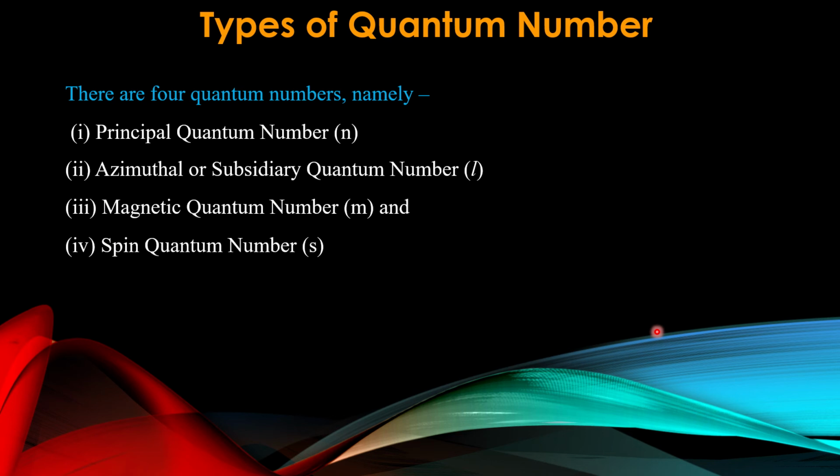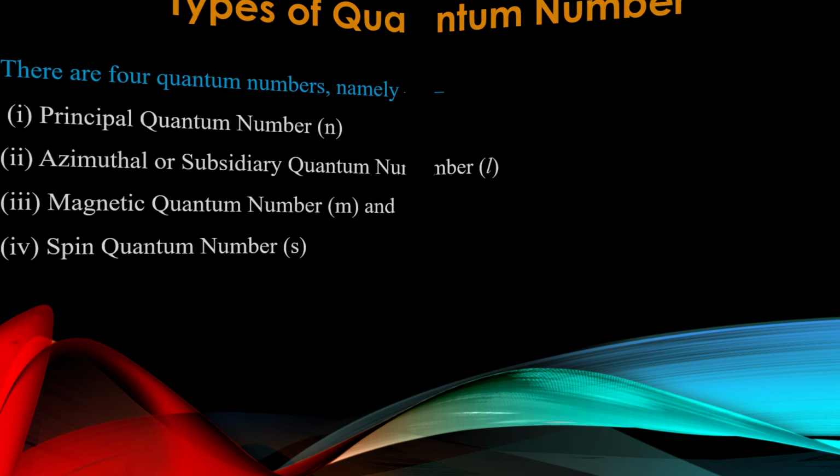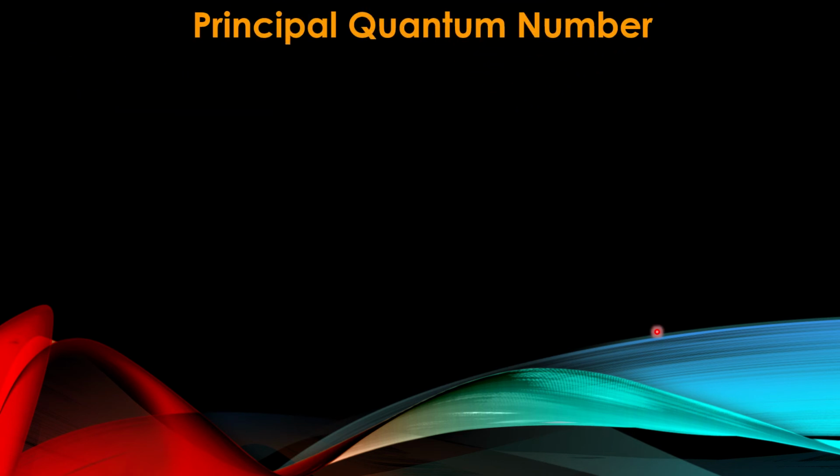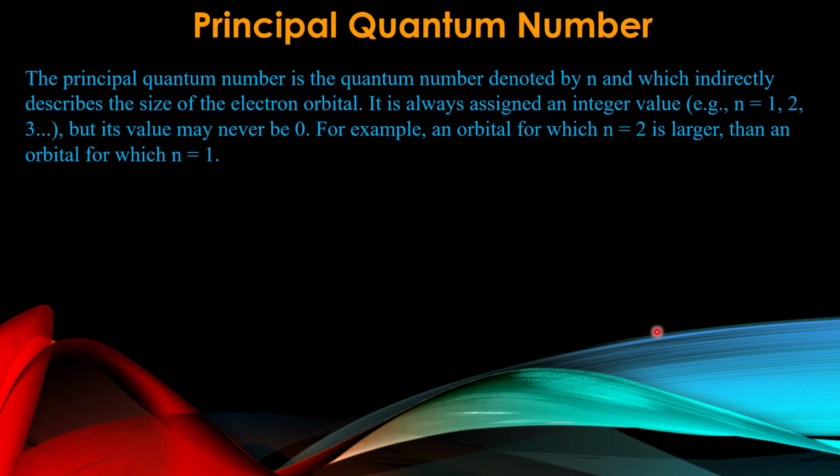Now in this class we will learn about the first two quantum numbers, that is principal quantum number and secondary or subsidiary quantum number. What is principal quantum number? The principal quantum number is the quantum number denoted by n and which indirectly describes the size of the electron orbital. It describes the size of the electron orbital but not directly. It indirectly describes.